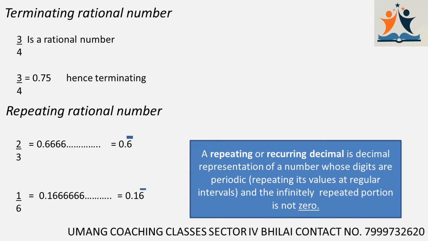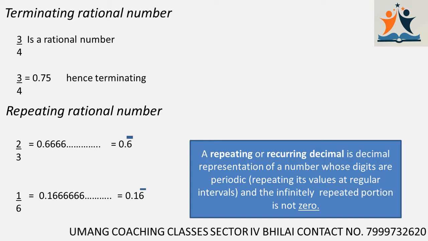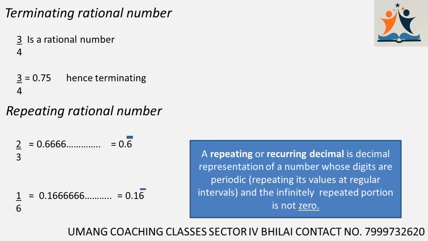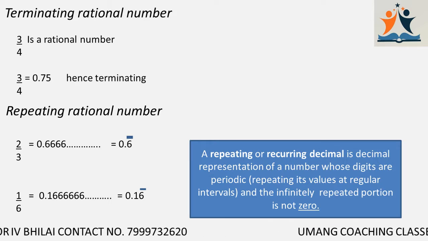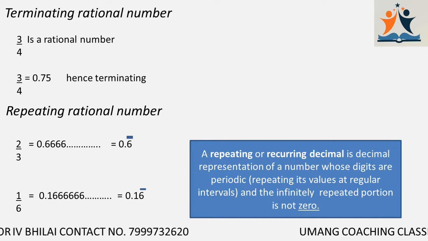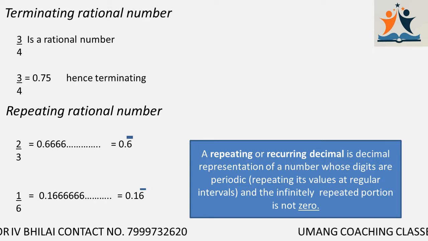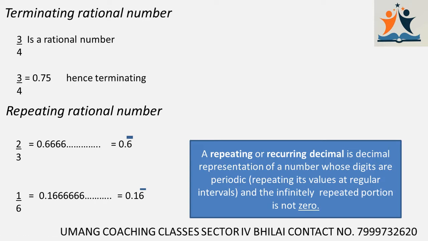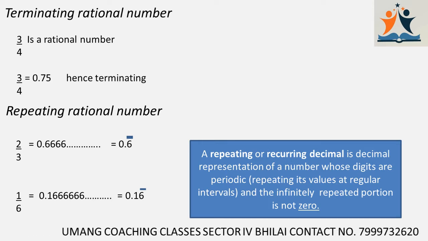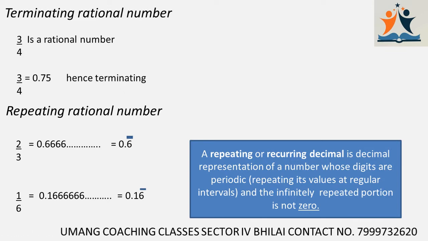Is it repeating or not? Yes. And the infinitely repeated portion is not 0. Now, what this statement says: the infinitely repeated portion is not 0. Like in this repeating rational number, it is 0.66666. But in the terminating rational number, it is written as 0.75. After 75 we can add 0, it doesn't make any difference in the value. But in the repeating rational number, the value is not 0.